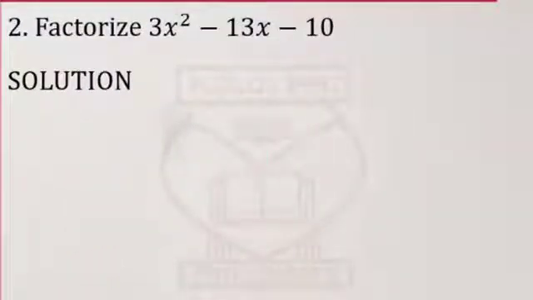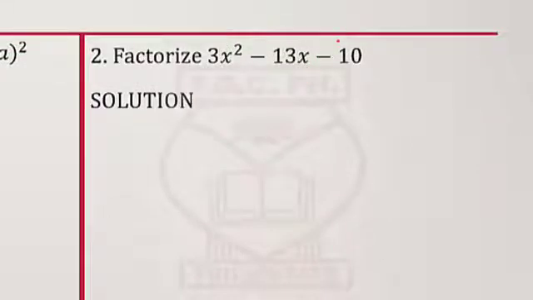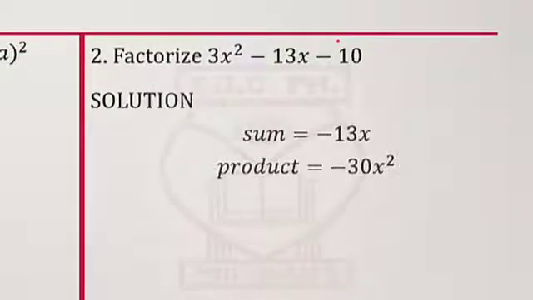My example 2 says, factorize 3s squared minus 13s minus 10. If you look at this expression very well, the middle term is minus 13s, and the product will give you the first term multiplying the third term, that is 3s squared multiplying minus 10, and your answer is minus 30s squared. Then think of two numbers that when they multiply each other, they are going to give us minus 30s squared, and when you add these two numbers, you are going to achieve minus 13s.